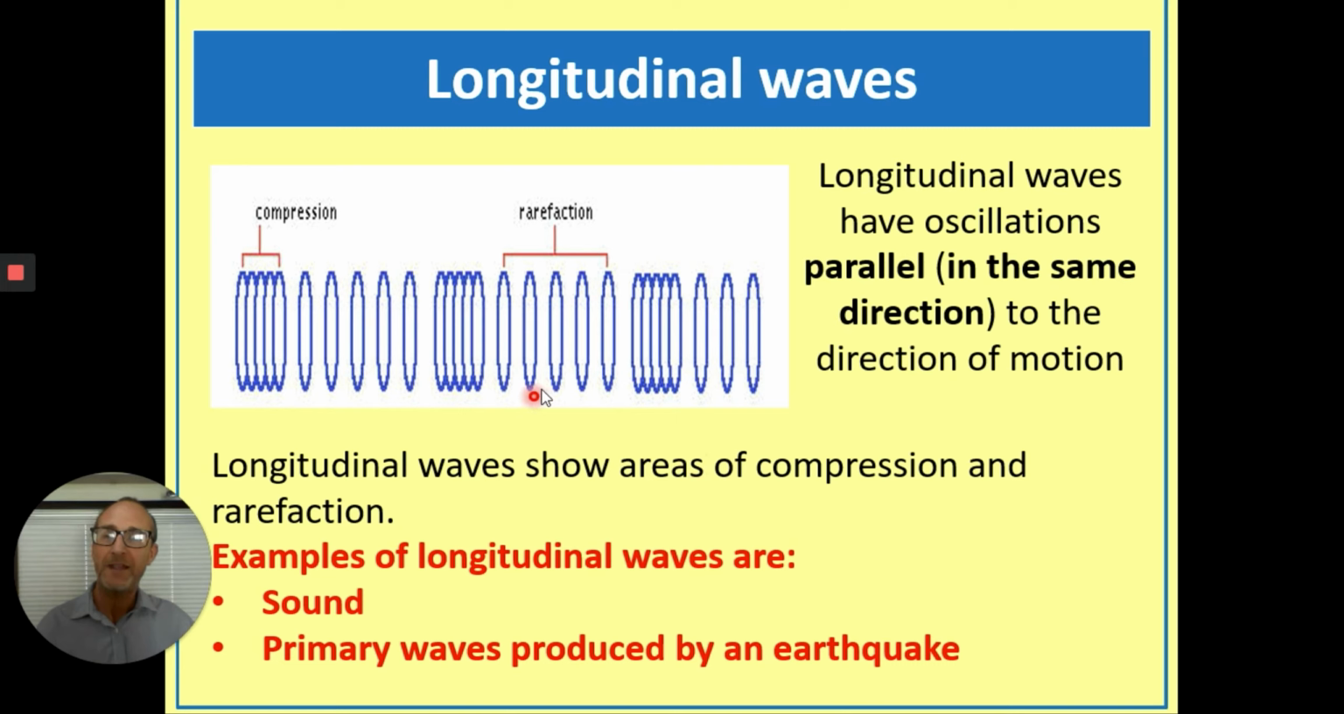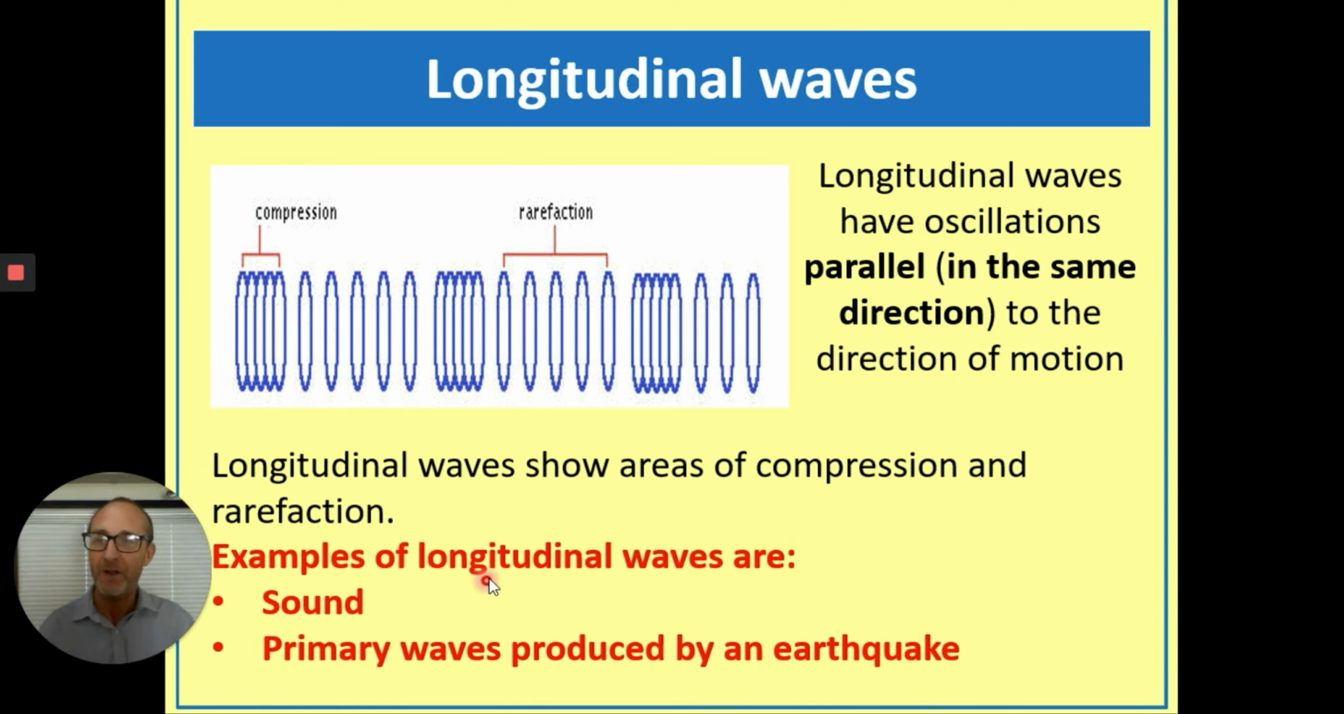Now, longitudinal waves are slightly different. We still have oscillations, but the oscillations are parallel, or in the same direction, to the direction of motion. So this wave is moving this way and the oscillations are moving in the same direction. They're parallel to it. Now, where the slinky was compressed going forward, this is what we call a compression. And when the slinky is expanded, it's called a rarefaction.